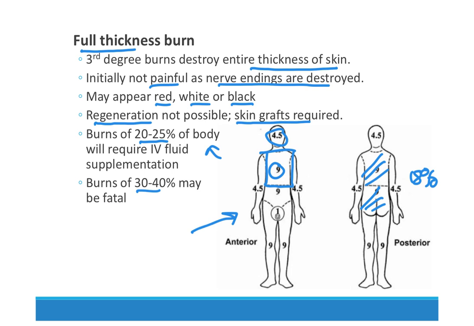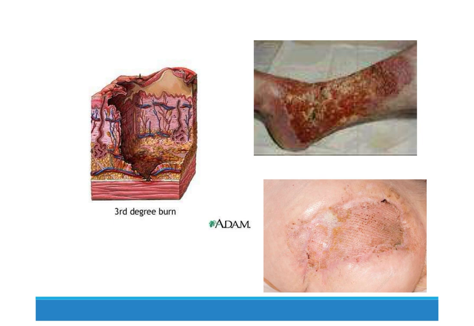Here's the illustration again of a third-degree burn, damage all the way down into the hypodermis, maybe even to the muscle layer. Here's an illustration of what it might look like, and then what a skin graft will look like after it's healed. You can see this patch of skin has been added, usually donated from some other part of the body, to fill in that area.